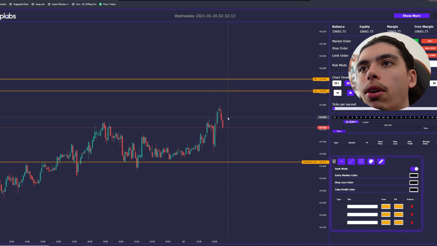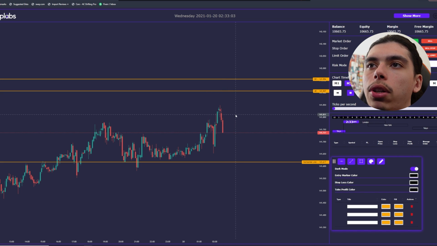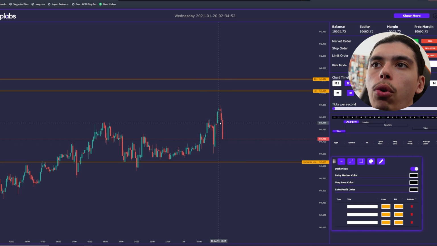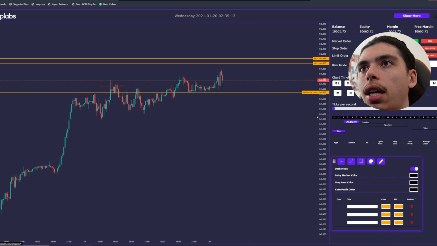But if this is going to pull back now, then there's no entry for us. This is why we wait, because we don't want to take the breakout and then get caught in this drawdown here. It's exactly the reason why.